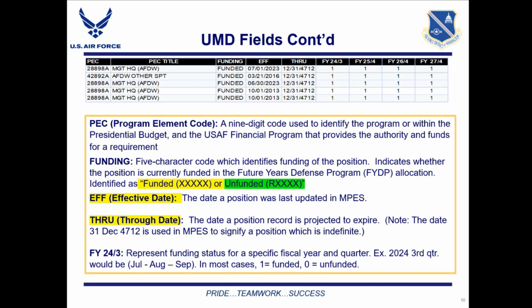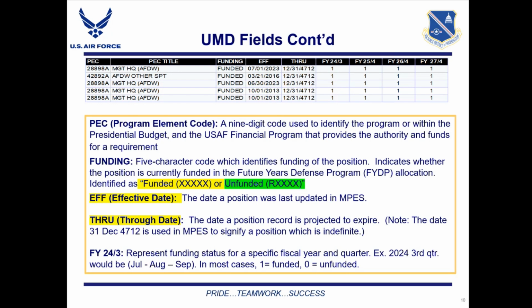And then at the effective date, if there's any change that you request to get done, the effective date would change to say, I made a change on this position effective on this date, and it's going to be through 12/31/4712. Well, that through date is the infinity date because as long as the position has funding, it just goes out. Now, if you made a temporary change, then your through date will reflect how long you want that position change to be there, and then it goes right back to the through date.